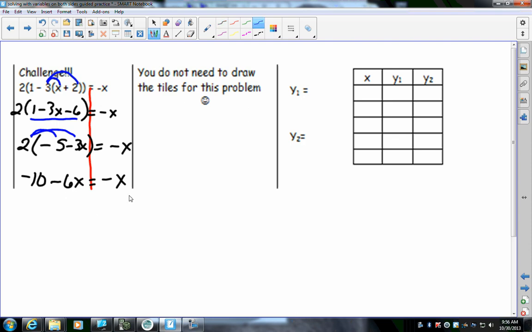I'm going to go ahead and move my 6x to the right. I'm going to add 6x to each side. Negative 10 equals 5x. Divide by 5. Negative 2 equals x.